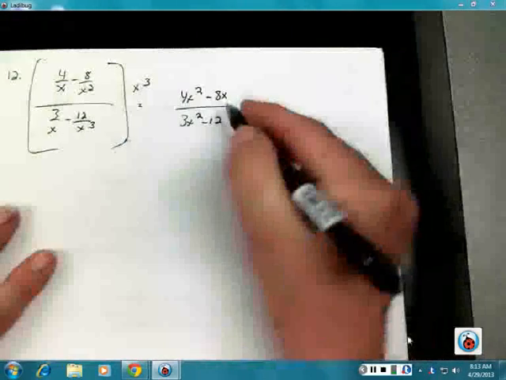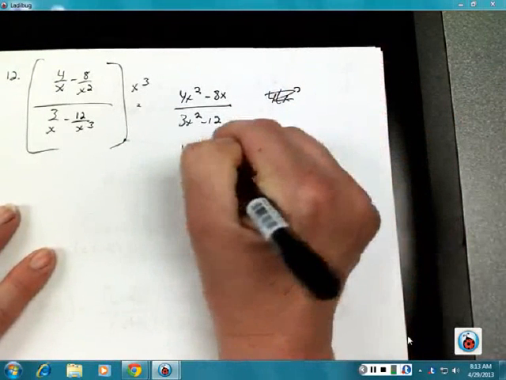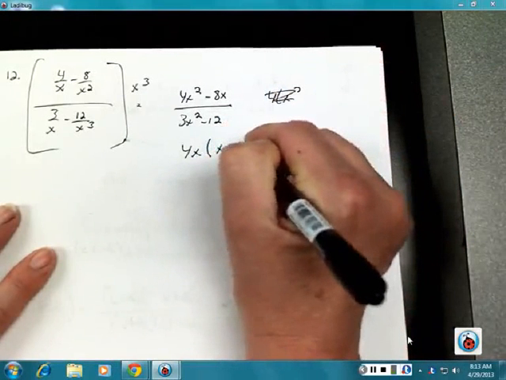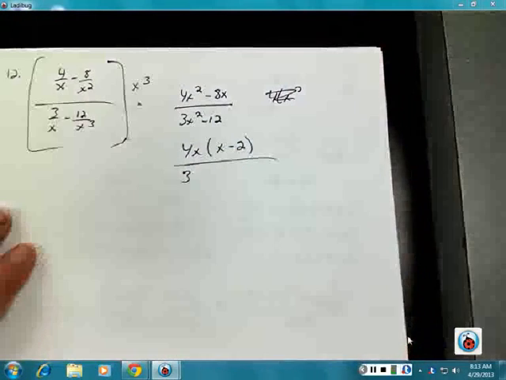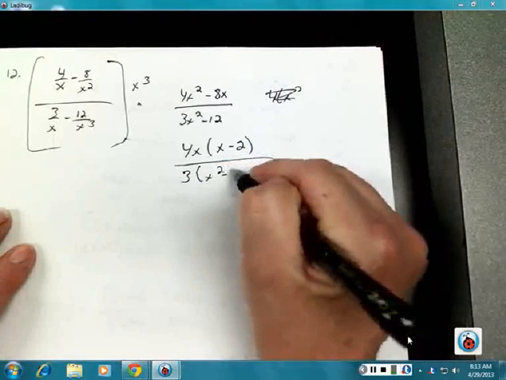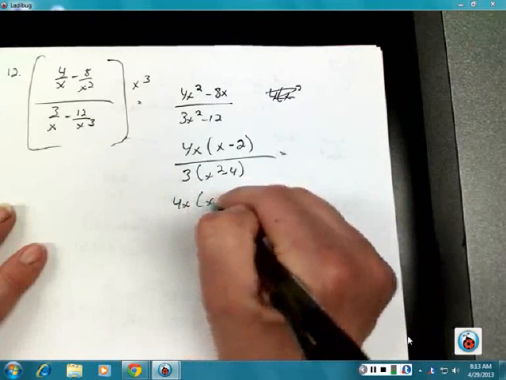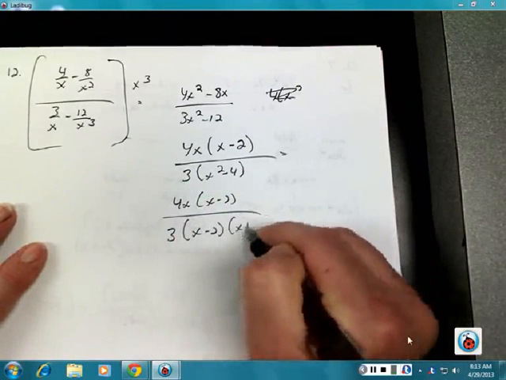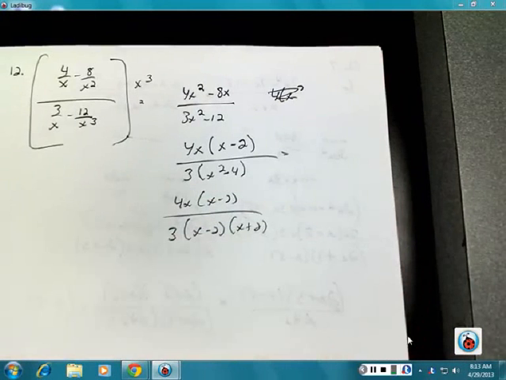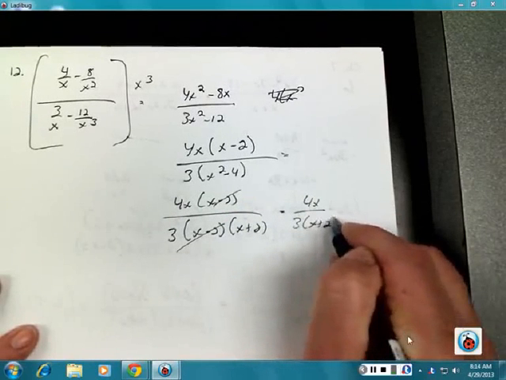And then I can factor out a 4x out of the top part, which leaves me with x minus 2. And in the bottom, I can factor out a 3, and that leaves me with x squared minus 4. But x squared minus 4 is factorable besides. So on top I have 4x times x minus 2. The bottom, I have 3 times x minus 2 and x plus 2. So then I want to see what cancels. Does anything cancel? Yep, the x minus 2's cancel. So I'm left with 4x over 3 times x plus 2.